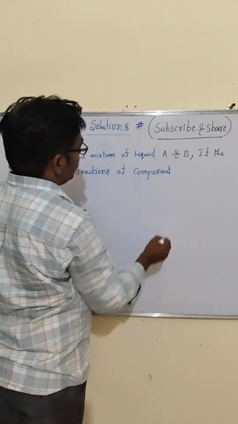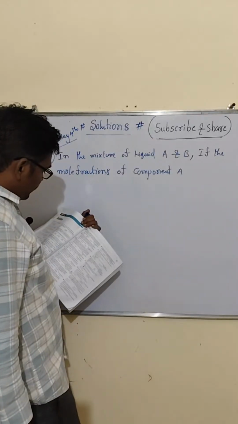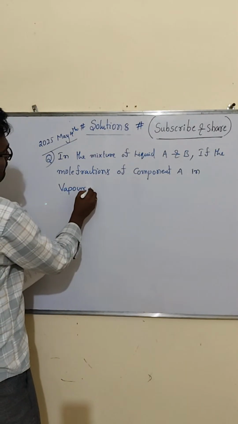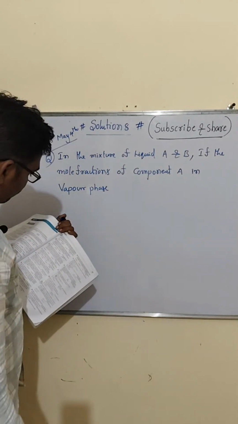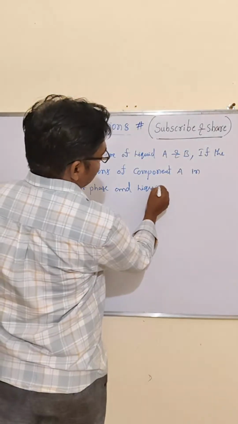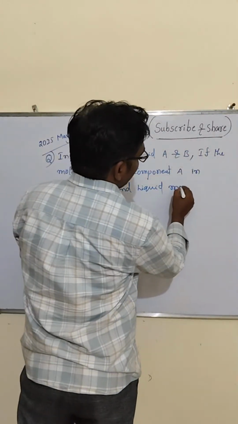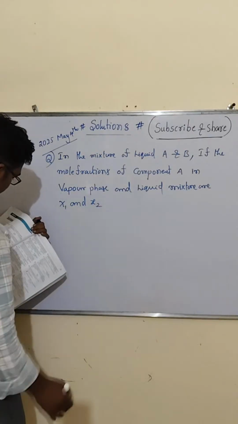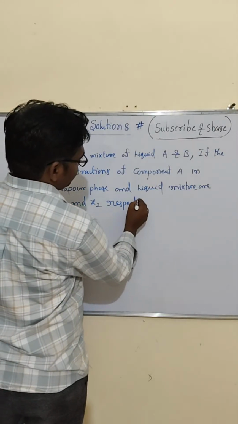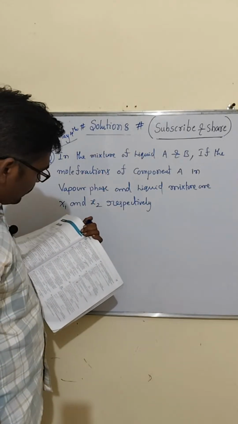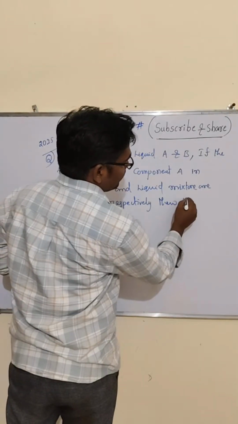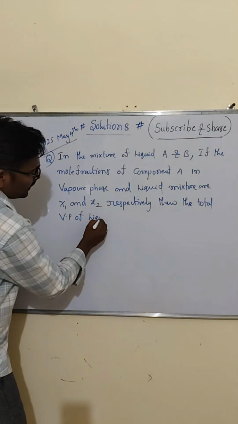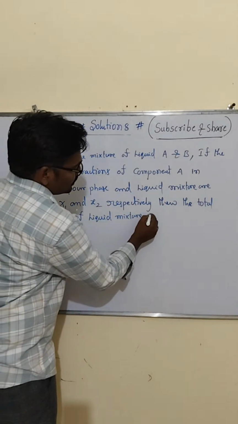vapor phase and liquid mixture are X1 and X2 respectively, then the total vapor pressure of the liquid mixture is. This is the question.